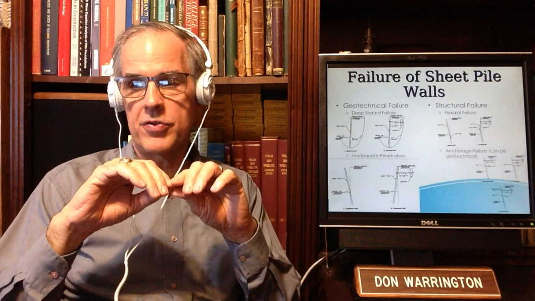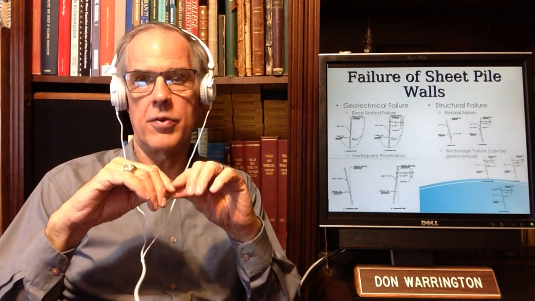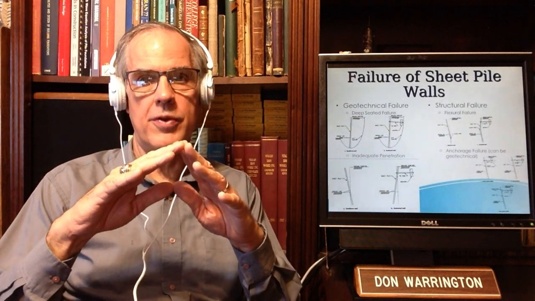Failure of sheet pile walls. This is pretty much repeat and repeat. You've got deep-seated failure. We've talked about that. You would analyze it pretty much the same way you'd analyze everybody else's deep-seated failure. You have structural failure, flexural failure, which is an internal type of failure. We're going to analyze that. We did so with MSE walls, and we're going to do that again in a little bit different way in sheet piling.